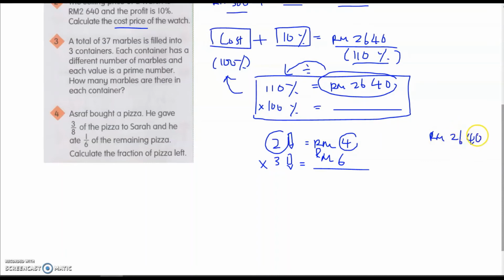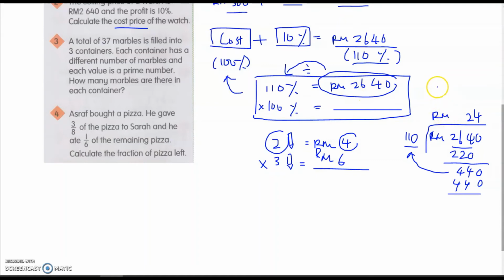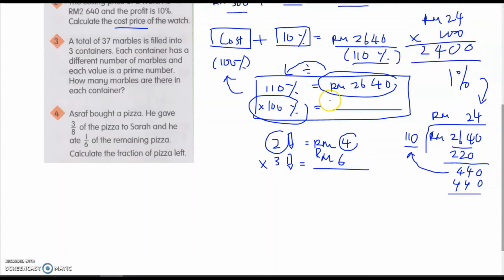So 2,640 ringgit, we divide 110. We go for 3 numbers because this is 110. So 2 times 0, 2 times 1, 2 times 2. Balance is 44. Check, is this smaller than 110? Yes, then we are correct. Bring down the 0, so this is 440. 4 times 0, 4 times 1, 4 times 110. So 1% is 24 ringgit. Now we want 100%, so we just times 100. So 24 ringgit, you times 100, you just add 2 zeros behind. So 100% is 2,400 ringgit.